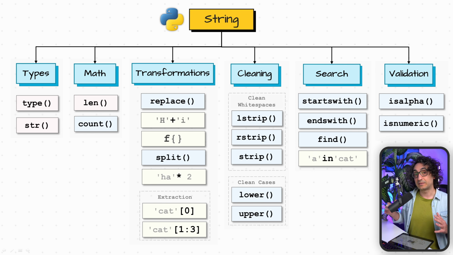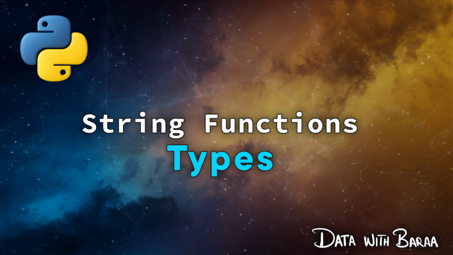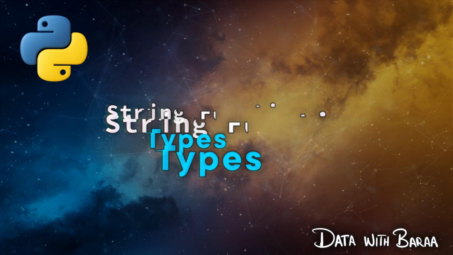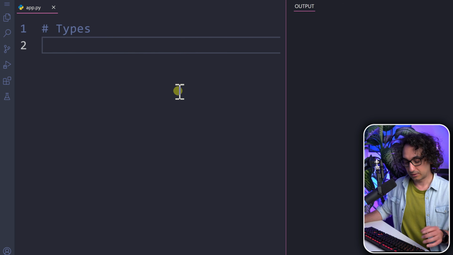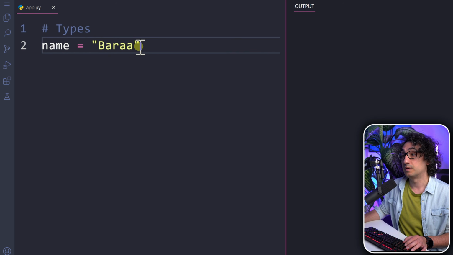Let's start with the first group. We're going to talk about the types. Here we have 2 built-in functions in order to handle the string data type. So let's go. Alright, so let's start. Now we're gonna get any value. So let's have a variable, and inside it we put a string value like your first name. And of course you can put this in single quotes or in double quotes. It's all the same for Python.